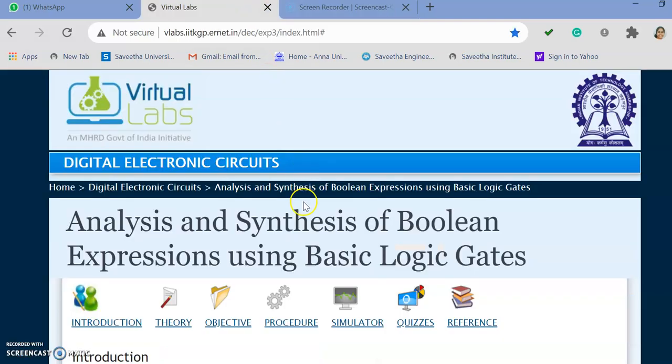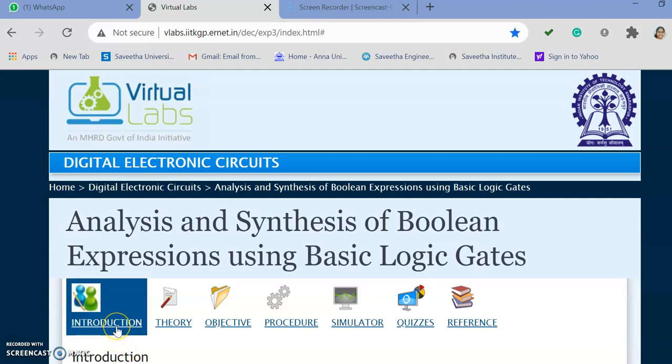Hello students. In this session we shall see about virtual labs. This is the link that we have used: vlabs.iitkgp. It is an IIT Kharagpur virtual lab link. We can see how to work this experiment, analysis and synthesis of Boolean expressions using basic logic gates.